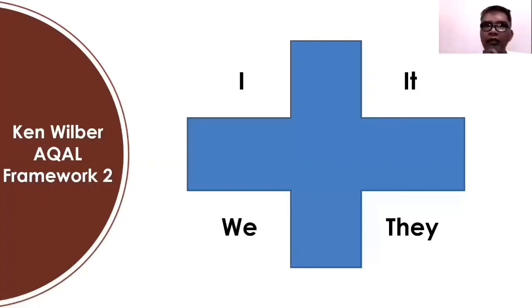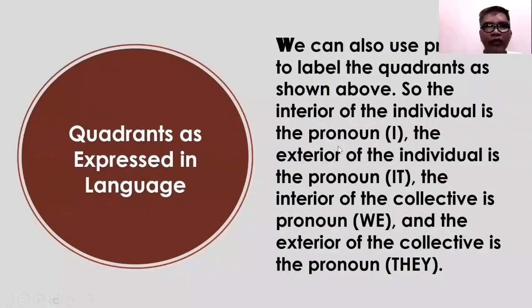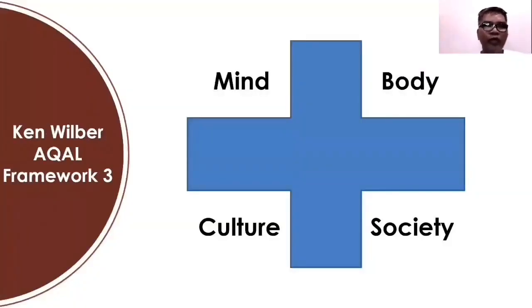Interior. Okay? So in quadrants as expressed in language, the interior of the individual is the pronoun I, as what I said. The exterior of the individual is the pronoun it. The interior of the collective is the pronoun we for plural collective. And the exterior of the collective is the pronoun they. Okay? Let's move on with framework 3 of Ken Wilber, AQAL, framework 3.